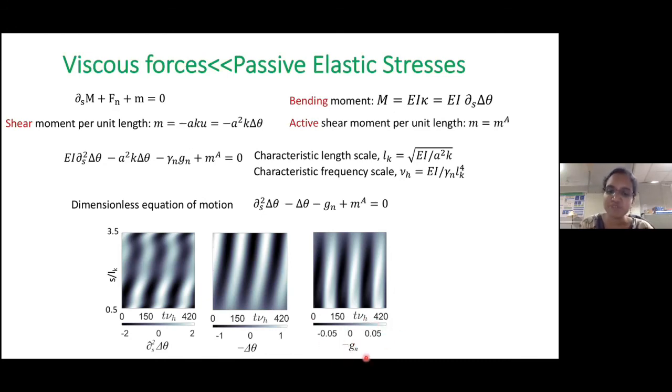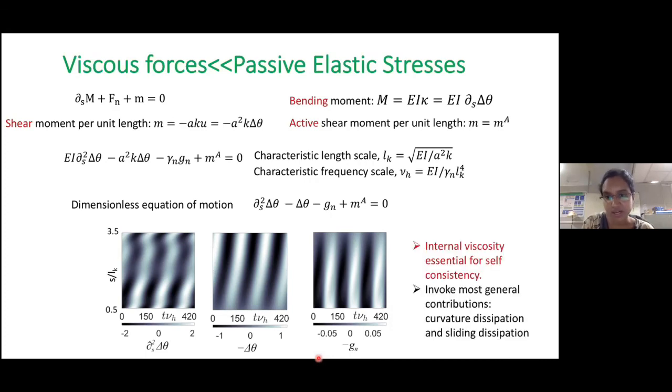Remember at the beginning of my talk, I had mentioned that this is a continuously driven system, which, if you want it to be in a steady state, you need to have a good competition or a good balance between the elastic stresses and the viscous dissipation, which in this case is not happening. And therefore I need to invoke internal viscosity for self-consistency. I'm going to add terms by hand which will correspond to curvature dissipation and sliding dissipation. So I have two kinematical degrees of freedom here, curvature and sliding, and therefore I'm going to have friction associated with both degrees of freedom.